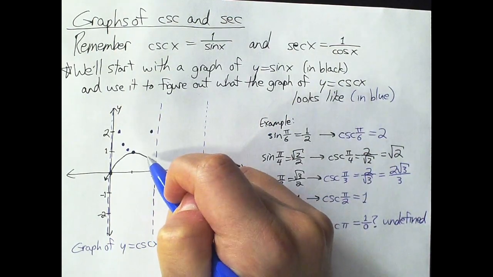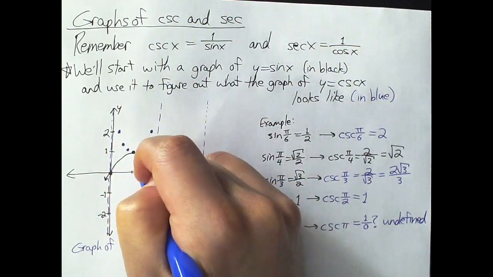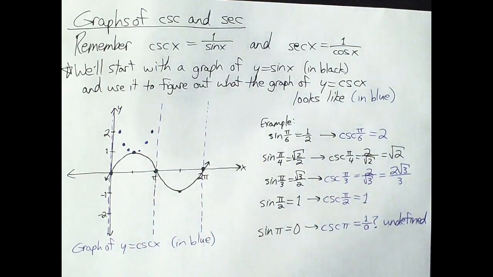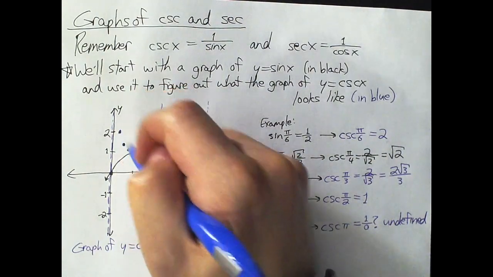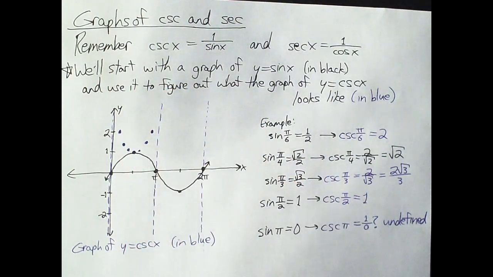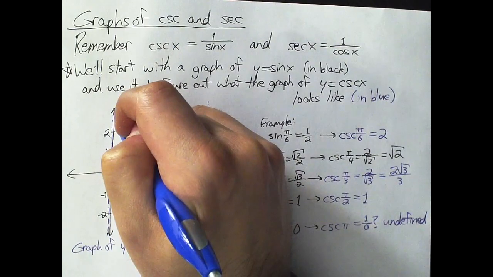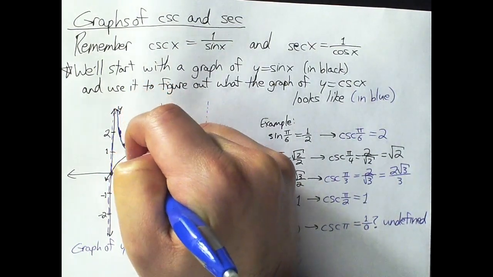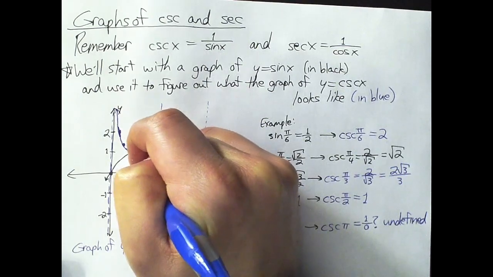We have a point over here, it gets moved up, right? So you get this nice symmetrical shape. And what I'm going to do is connect these with a nice smooth curve and make sure that I do so in a way that approaches these asymptotes. So this is part of the graph of cosecant x.